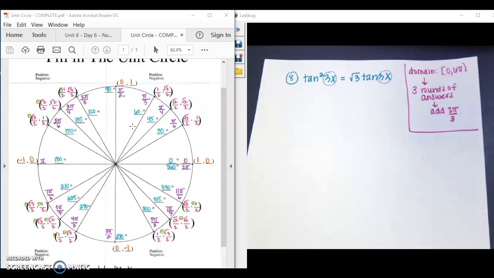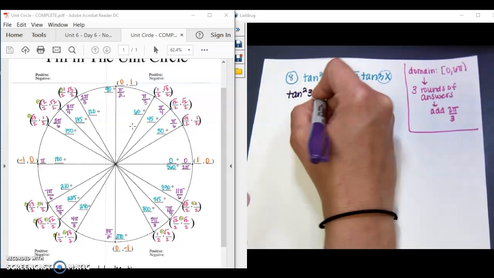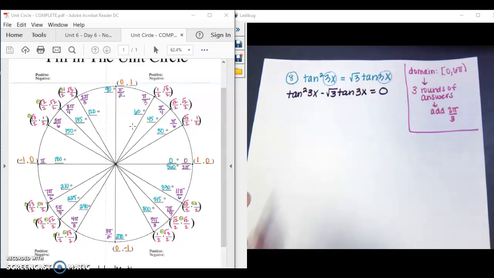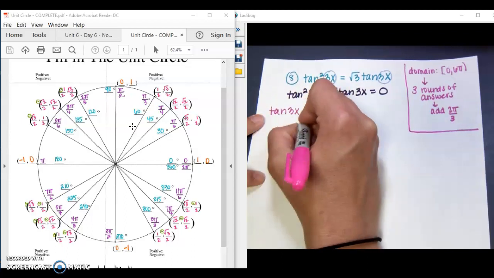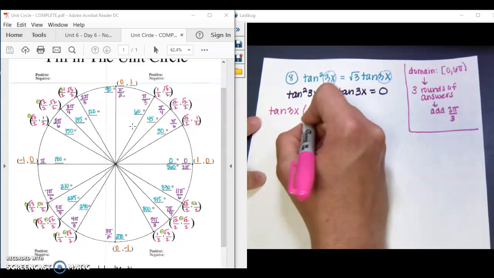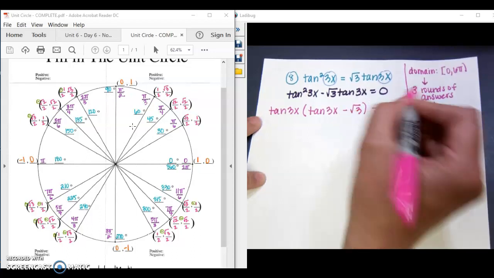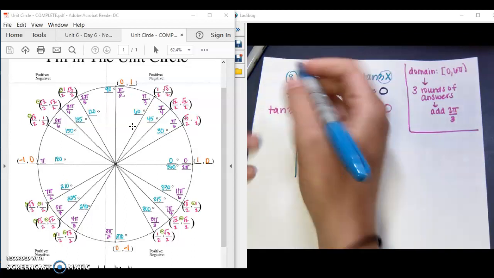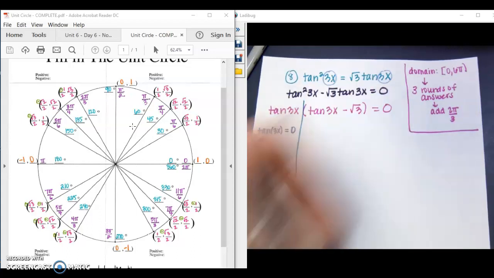Okay, so in order to do this, they all have the same trig function, so we can just move everything to the left-hand side. Set it equal to 0. There's only 2 terms here, so you're just going to find a GCF for factoring. The GCF is tangent 3x. If we take out tangent 3x, that'll leave us with tangent 3x minus the square root of 3. So if I split this up, we're going to have tangent, remember that 3x is stuck inside so you can't do anything with it, is equal to 0.